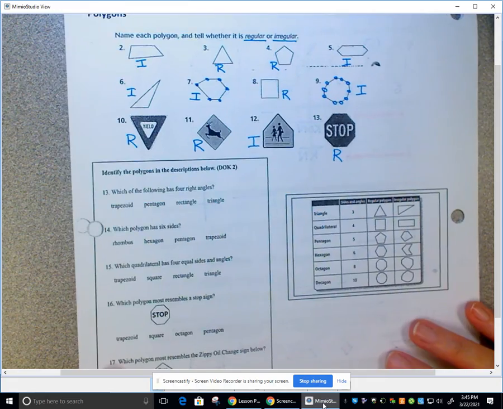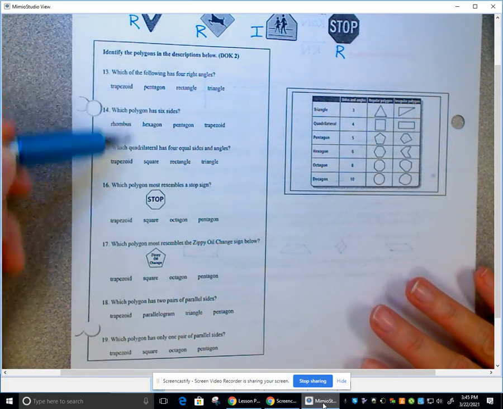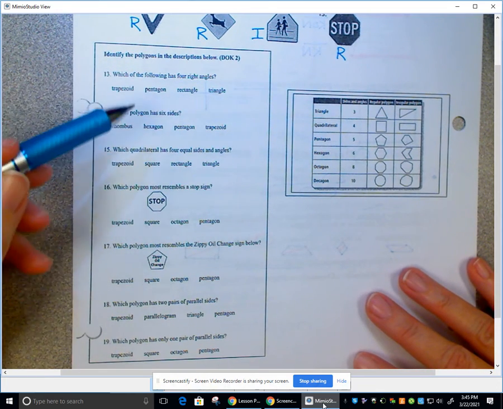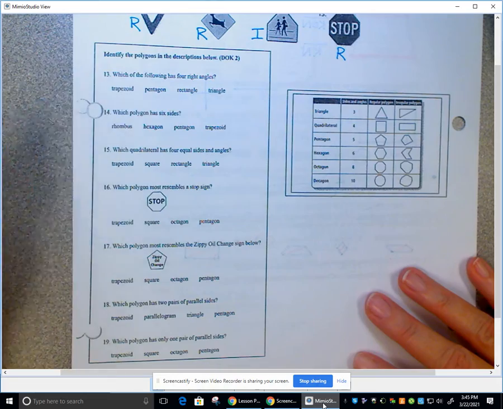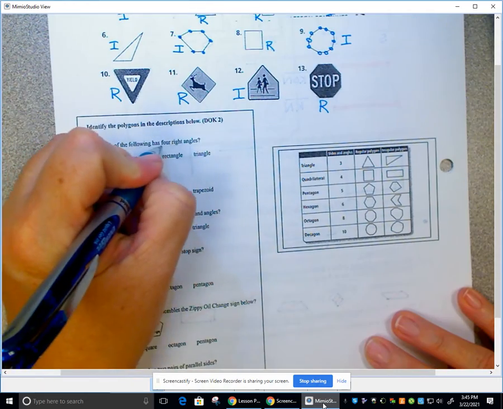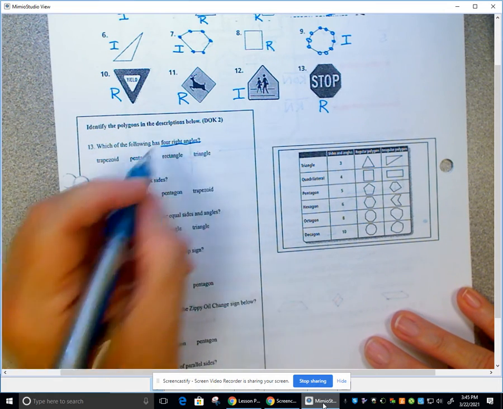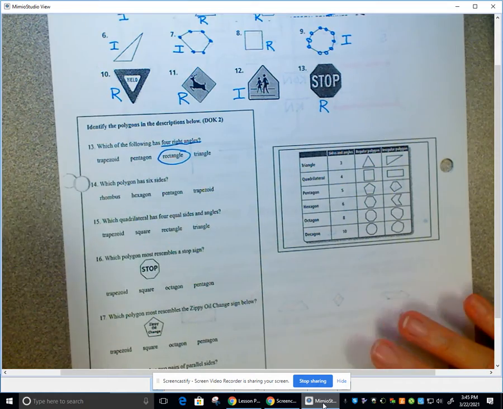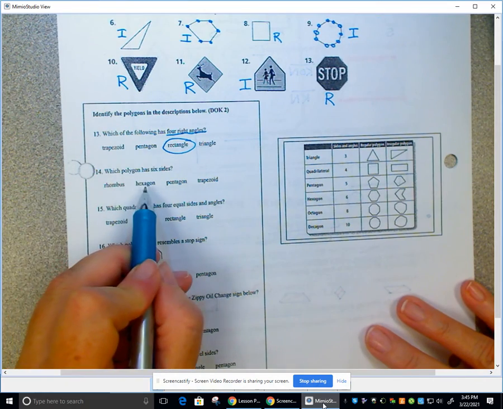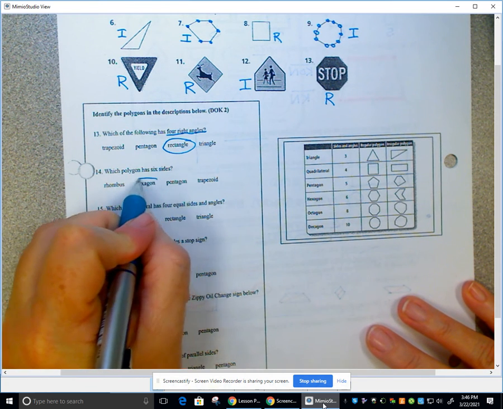All right, almost done. You may want to see if you can do these by yourself. Pause my video, you work through these, and then watch me work them and see how well you know them. Which of these has 4 right angles? We've got trapezoid, pentagon, rectangle, triangle. Of course, it's a rectangle. Which polygon has 6 sides? Rhombus, hexagon, pentagon, trapezoid. We know it's the hexagon.